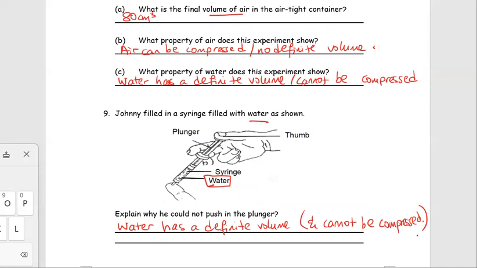Okay, it's the same meaning. You either say it has a definite volume, or you can say, yes, it cannot be compressed. Both are accepted. You want to say both, also can. Okay.